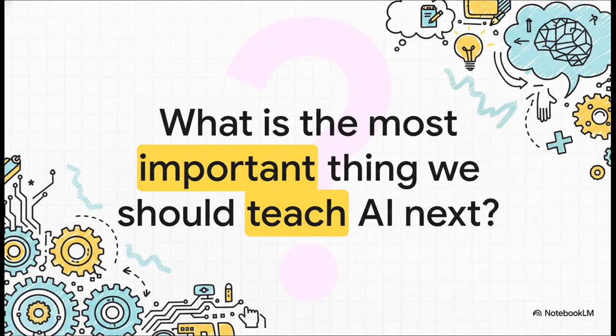And that leaves us with a pretty big thought to chew on. If examples are really the key to teaching an AI, what's the most important thing we should be teaching it next? Because as we get better at this, we're not just getting better answers. We are actively shaping how these tools see the world. The examples we choose to show them, well, they become their textbooks. So the real question is, what are you going to teach them?